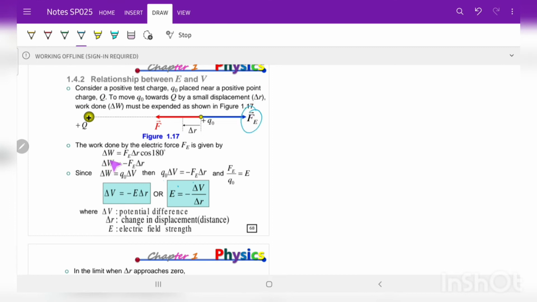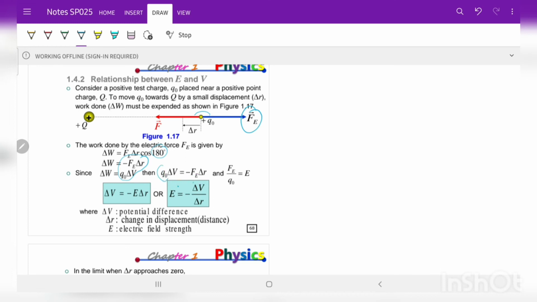So here, the work done in bringing a test charge Q0 towards big Q. The work W equals Fe multiplied by delta R multiplied by cos 180. Why cos 180? Because R goes forward but our F goes backward, so here it is 180. So we get negative. And W is also equal to Q delta V. So we equate these two: Q delta V equals negative F delta R.